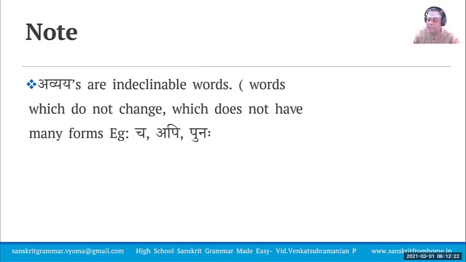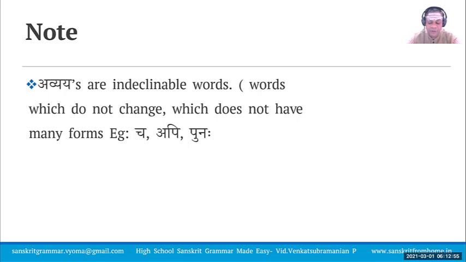Now we will understand what the two terms are, sambodhana and avyaya. Avyayas are indeclinable words, words which do not change, words which do not have different forms, words which do not change with respect to the noun declensions or the verbal conjugations, and the words which will not change with respect to the numbers also. They remain constant. They are the same.